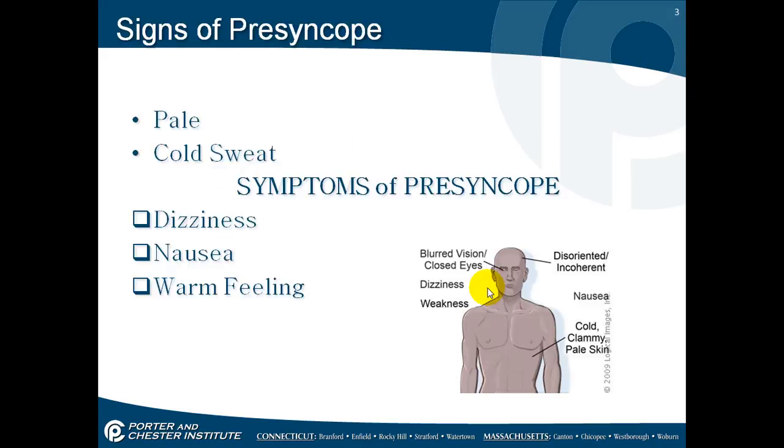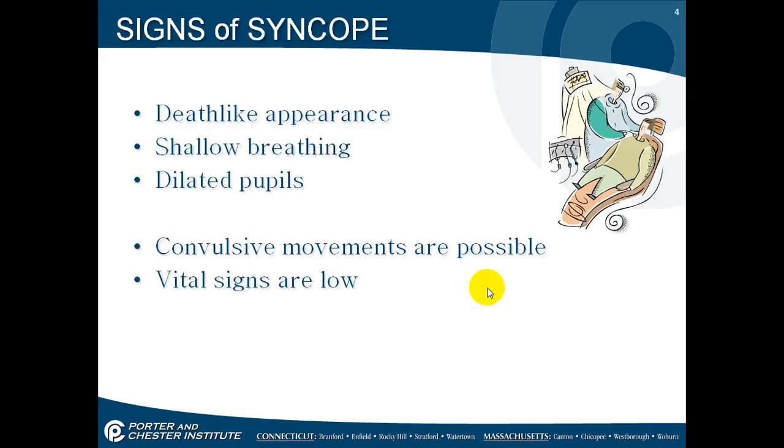What are the signs of presyncope, or right before a patient faints? They might be pale. You will actually see the coloring go right out of their face. They might have a cold sweat, dizziness, nausea, a warm feeling. Signs of syncope, when they actually faint: they might have a death-like appearance, they'll just go out, shallow breathing, dilated pupils, sometimes, not always, a convulsion type of movement is possible, and their vital signs are low.